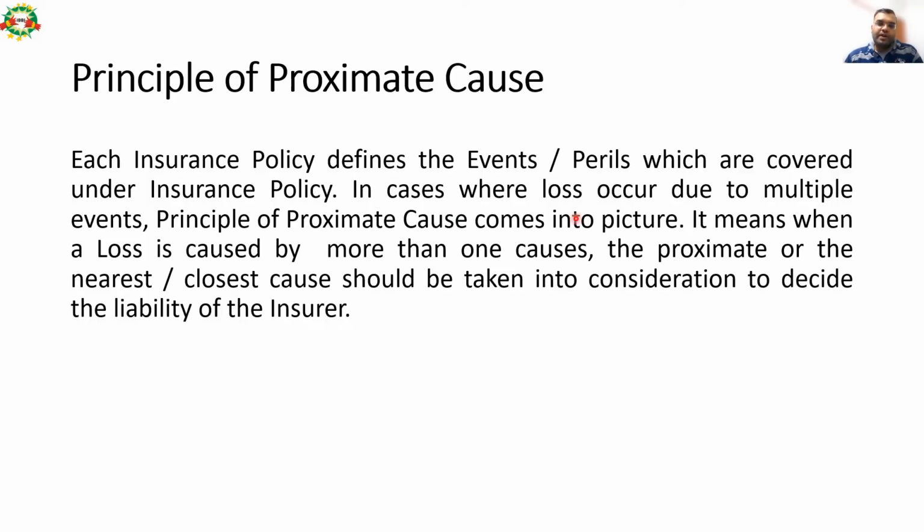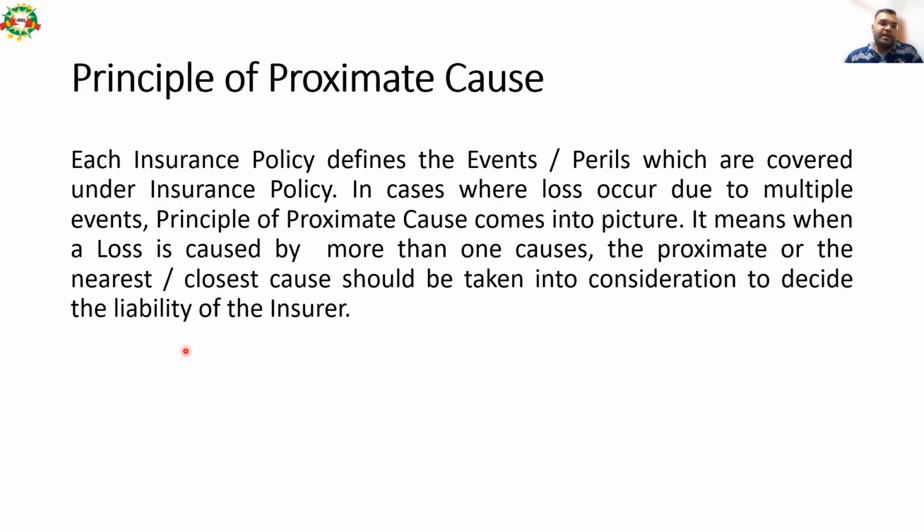In case where loss occurred due to multiple events, the principle of proximate cause comes into picture. If any specific event is caused by multiple events, 2 or 3 events, then whatever is the proximate cause, the near cause which has caused the loss, based on that the claim amount or eligibility for passing the claim will be settled by the insurance company. We'll try to understand this principle with the help of an example in the next slide.